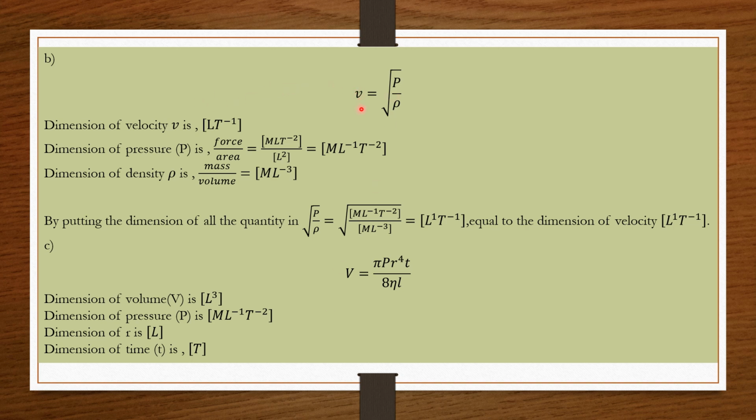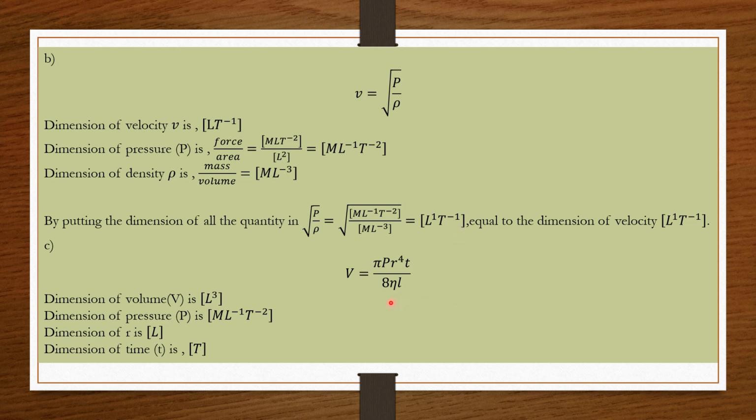Then B. Here v is equal to root over of P by rho. Here v is the velocity, P is the pressure, and rho is the density. So we know the dimension of velocity is L T to the power minus 1. The dimension of pressure is force per unit area, that is equal to M L to the power minus 1 T to the power minus 2. And the dimension of density rho is M L to the power minus 3. So by putting the dimensions in the equation, again we will find that this equation is dimensionally correct, and here it is L T to the power minus 1. So option B is also the right one.